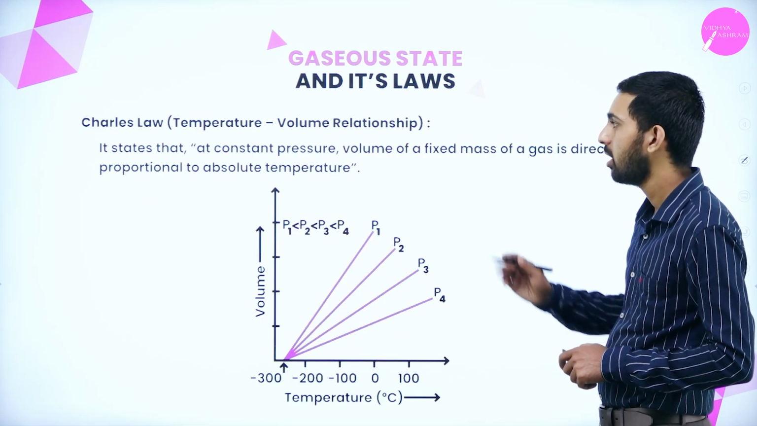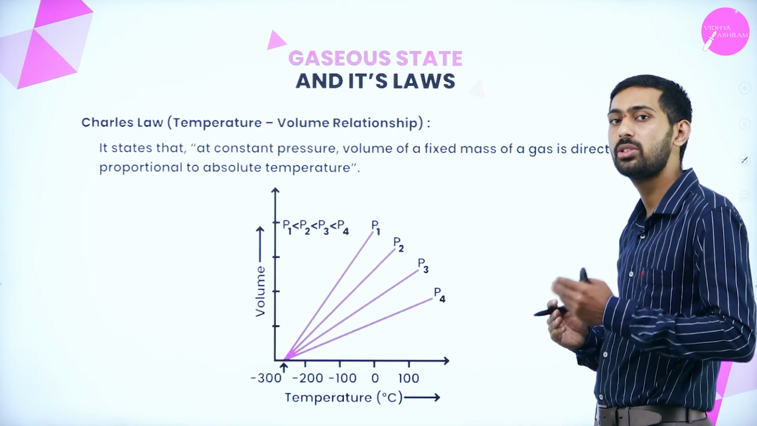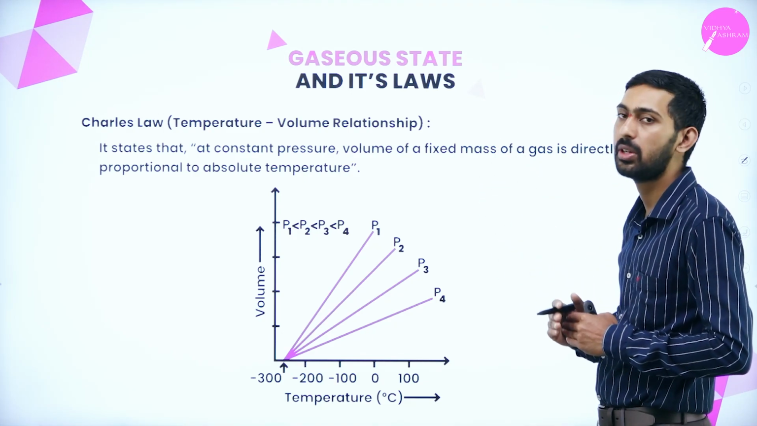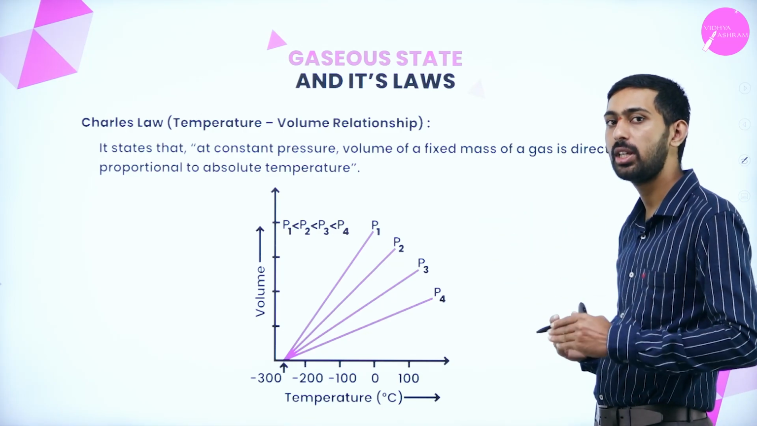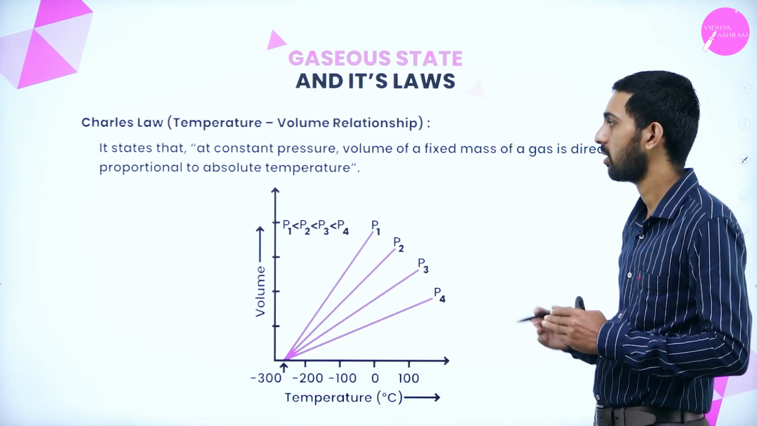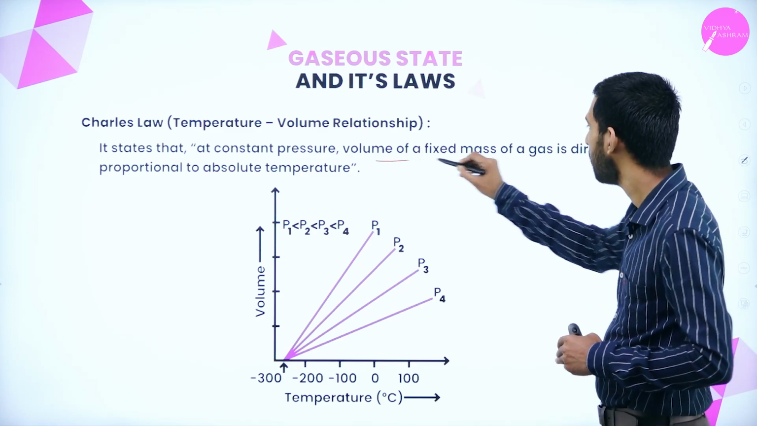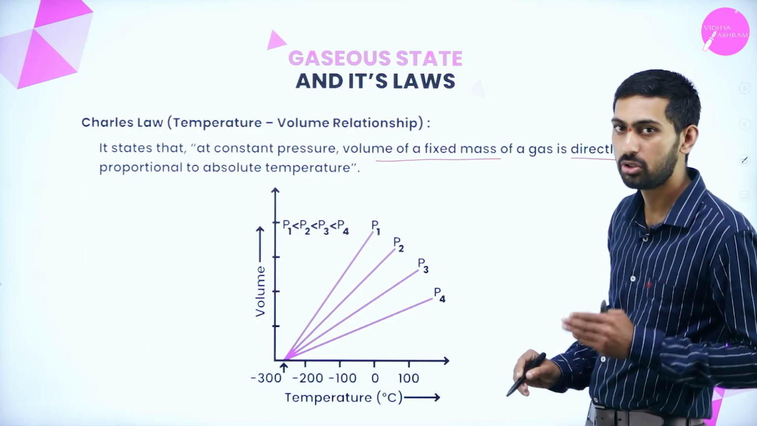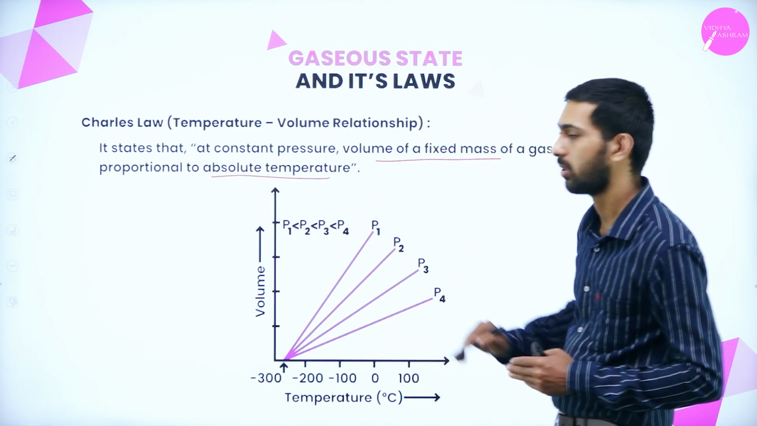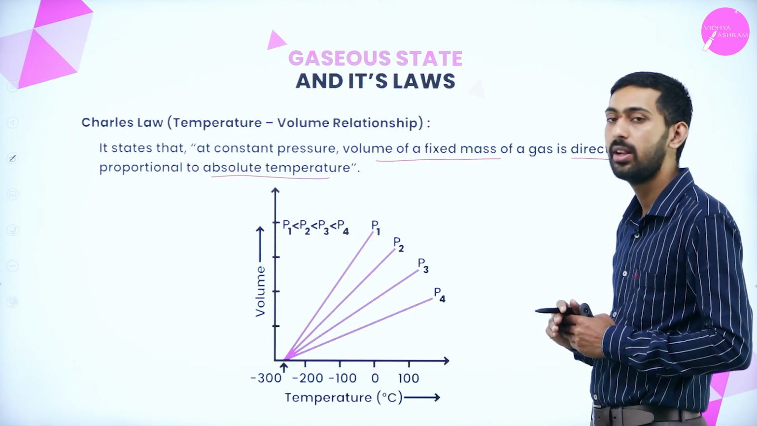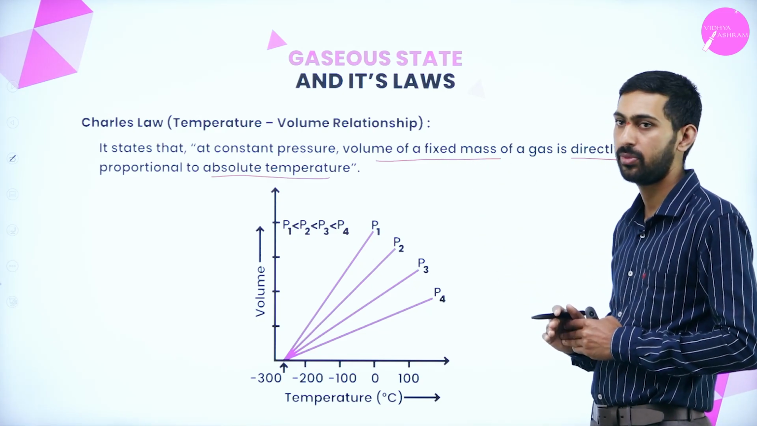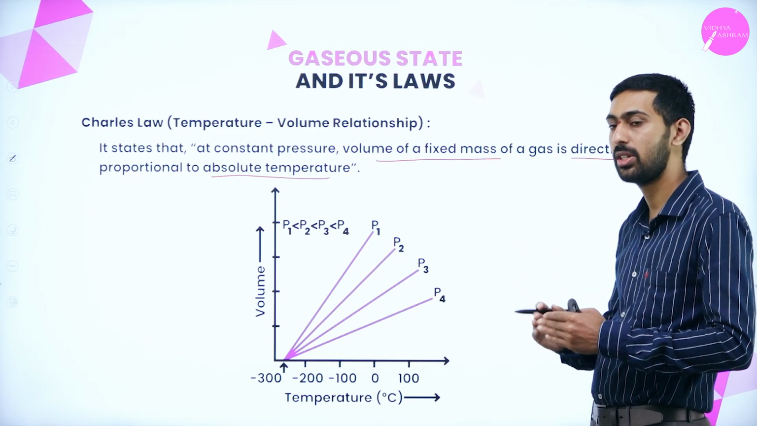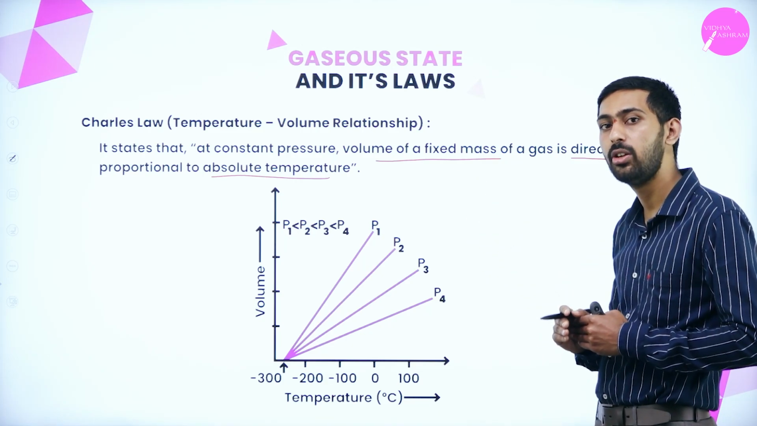Okay. Next thing is Charles' law. This law shows the relationship between temperature and volume. Here we have to keep the pressure constant. At constant pressure, volume of a fixed mass of gas is directly proportional to absolute temperature. At constant pressure, volume of a fixed mass of a gas is directly proportional to absolute temperature.